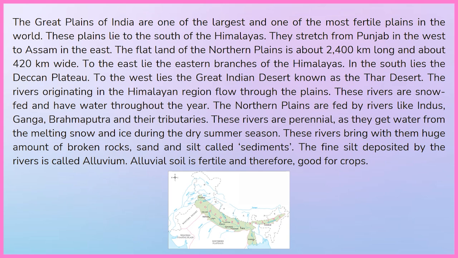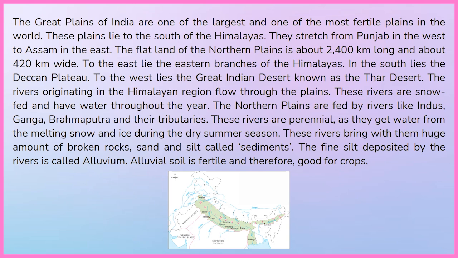To the east lie the eastern branches of the Himalayas. In the south lies the Deccan Plateau. To the west lies the great Indian desert known as the Thar Desert. The rivers originating in the Himalayan region flow through the plains. These rivers are snow-fed and have water throughout the year.